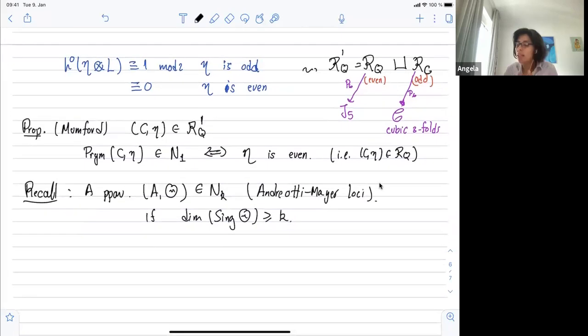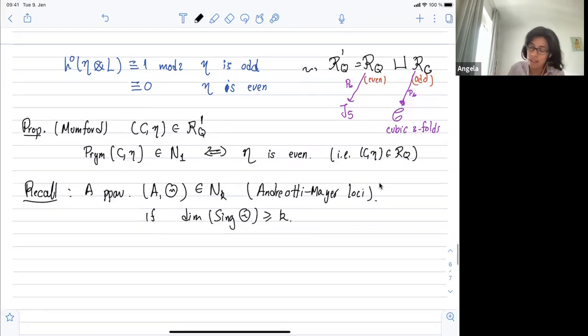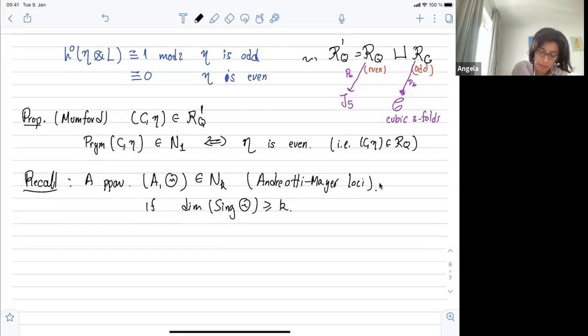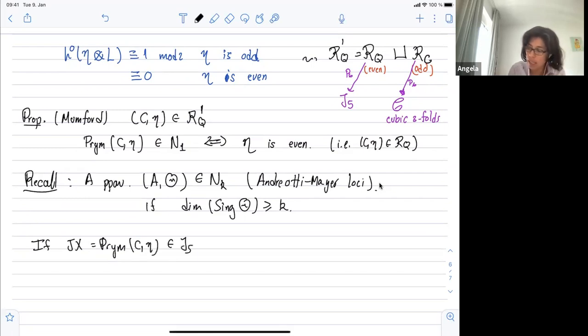So where does it come from? I will give you more precisely. If you have the Jacobian of X as the Prym of this covering, in R_5, with X generic. Maybe here I need to say more precisely, this is non-hyperelliptic and non-trigonal.